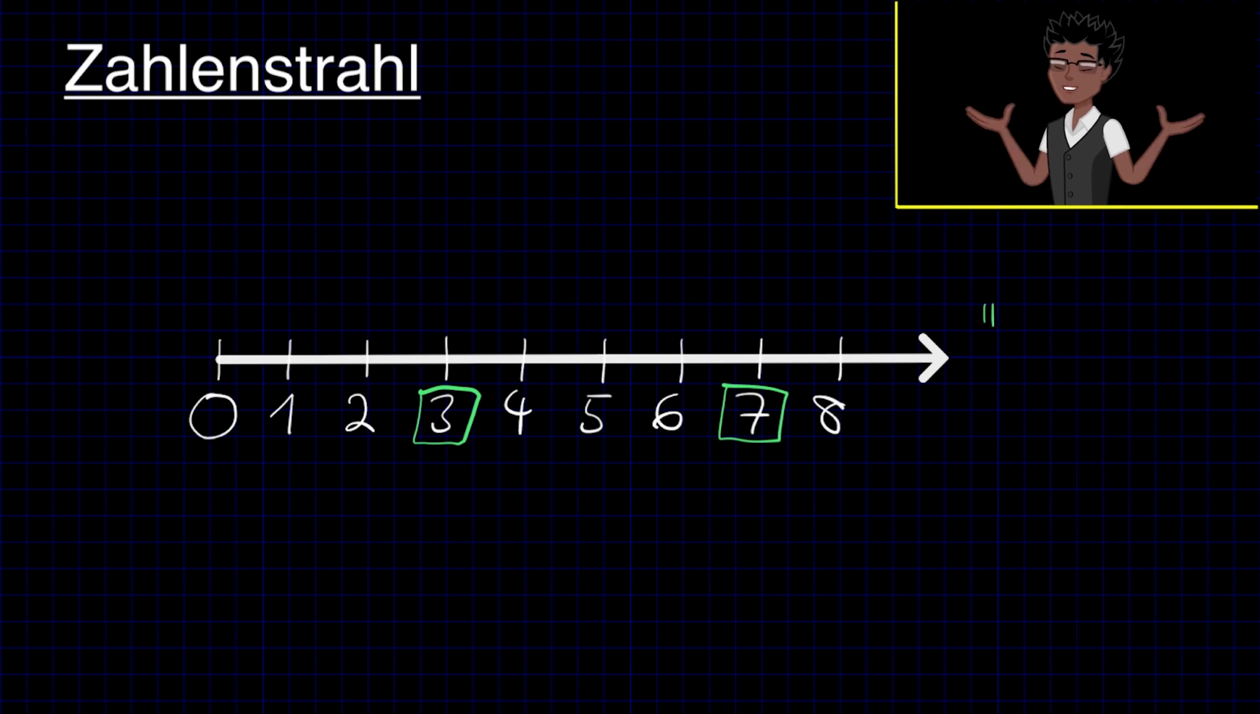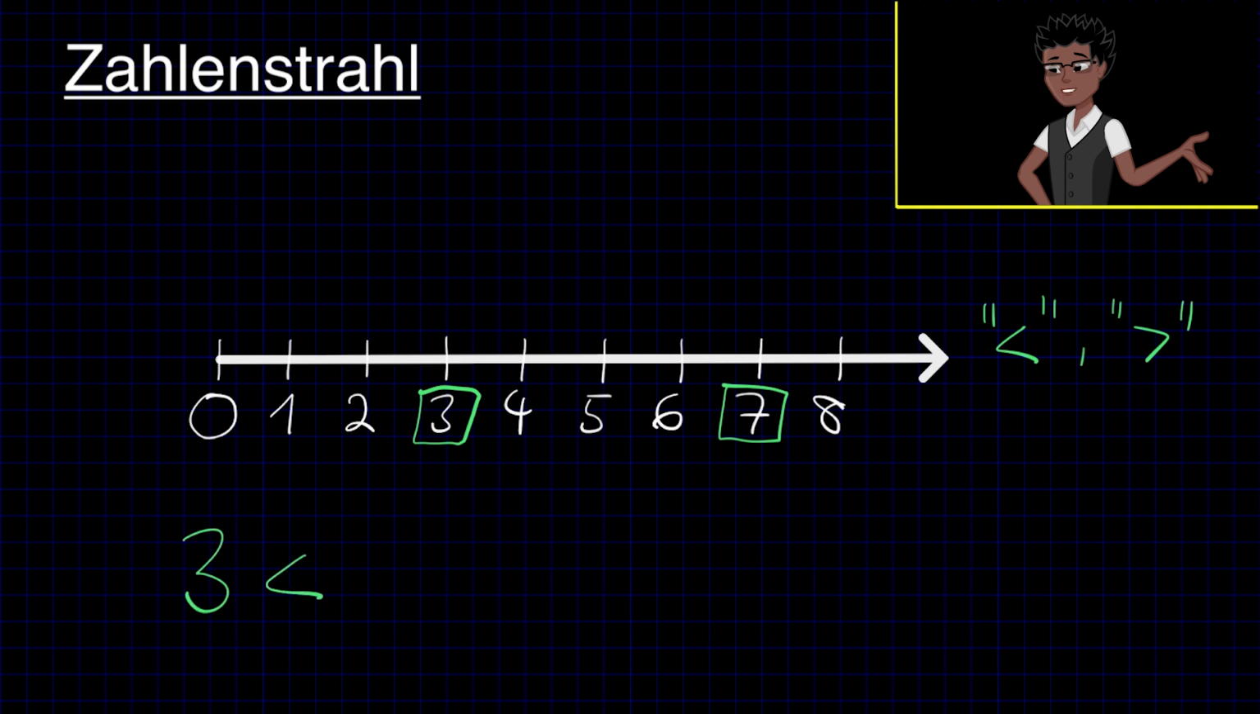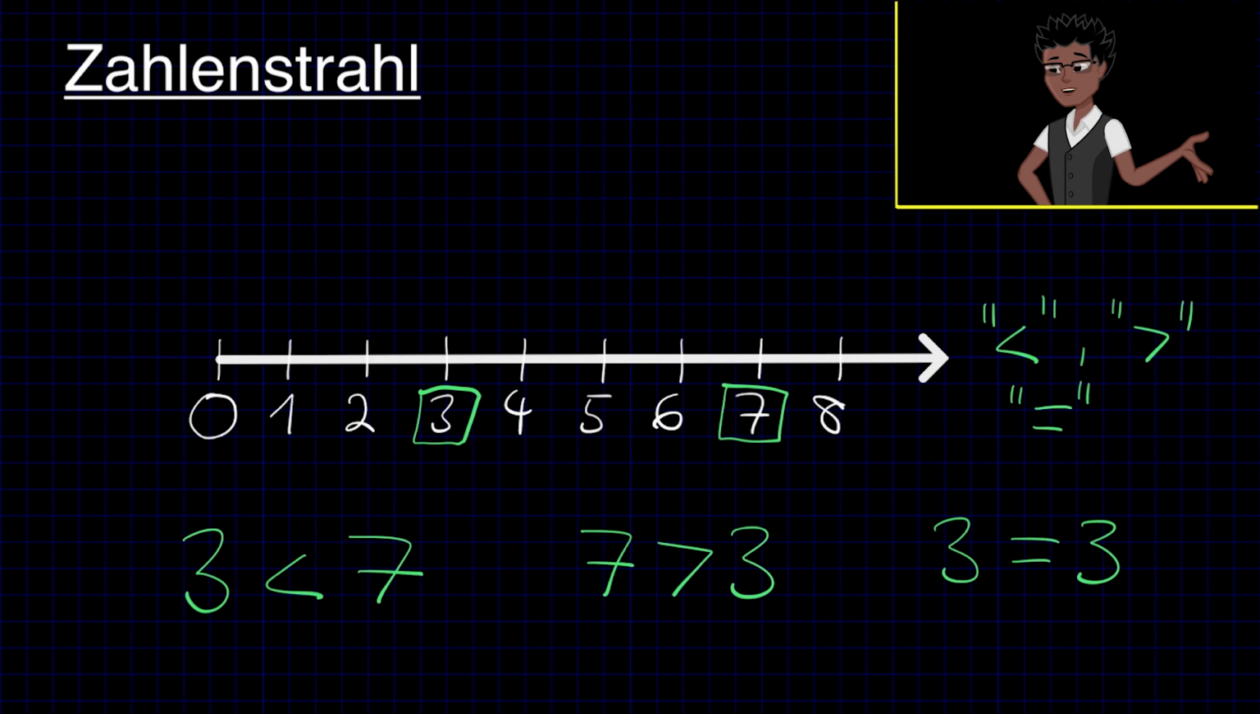In mathematics, we use the signs greater than and less than. The open end of the symbol always points to the larger number. This means we could write down: the natural number 3 is smaller than the natural number 7. Or, the natural number 7 is greater than the natural number 3. If we compare 3 with itself, we see that 3 is equal to 3, which we represent with the equal sign.